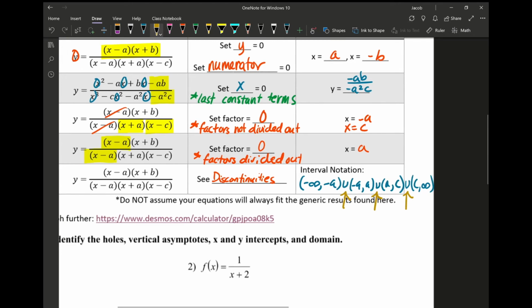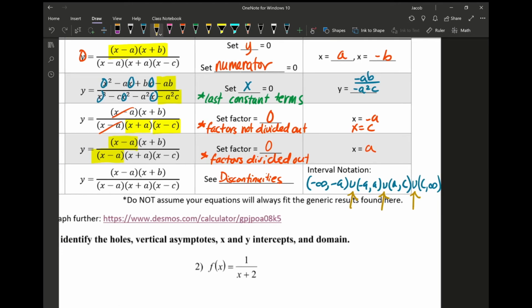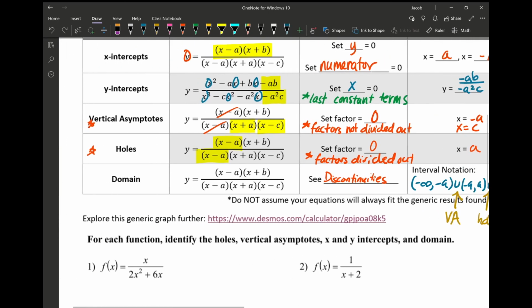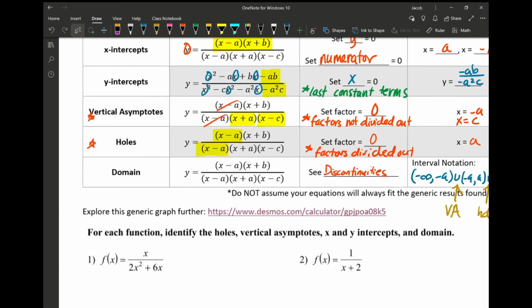So again, just to drive this home, negative a is a vertical asymptote, a is a hole, and our last vertical asymptote is at c. And that's just from this information we found by factoring our generic polynomial here.